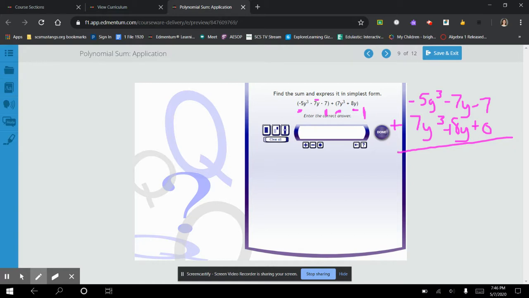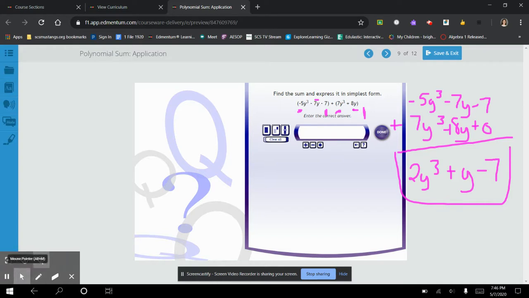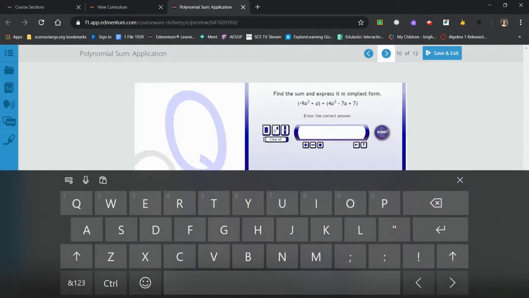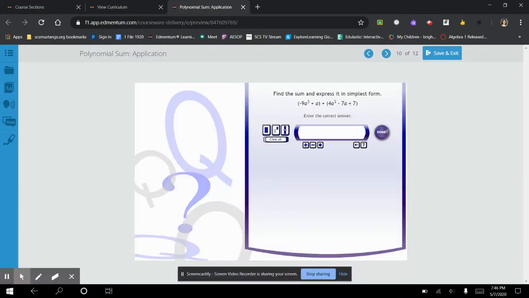So negative 5 plus 7 is going to be 2y cubed. Negative 7y plus 8y is just going to be a plus 1y, or just plus y, minus 7. There's the answer for that one. Okay. And then those problems, they continue to be the same. Just be careful with your positives and the negatives. And if you're a person that usually makes mistakes with those, just make sure you're typing it in the calculator so you don't have to worry about those.